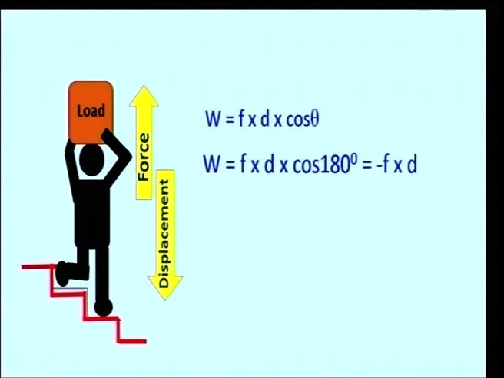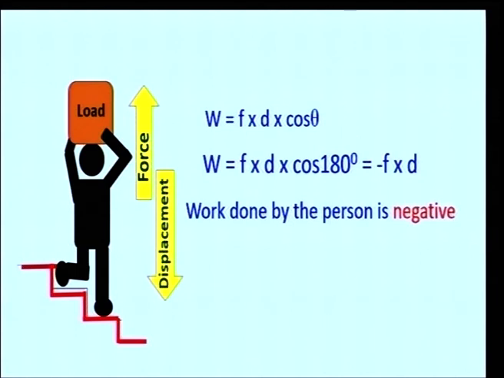Let's move to another case, observe here, children. Here the person comes down the stairs. That is, the force is acting in the upward direction and the displacement is in the downward direction. What is the angle between force and displacement? Here the angle is 180 because both are in exactly opposite directions. What is cos 180? Cos 180 is -1. When you substitute -1 in the equation, you will get negative work done. So in this case, the work done by the person is negative.